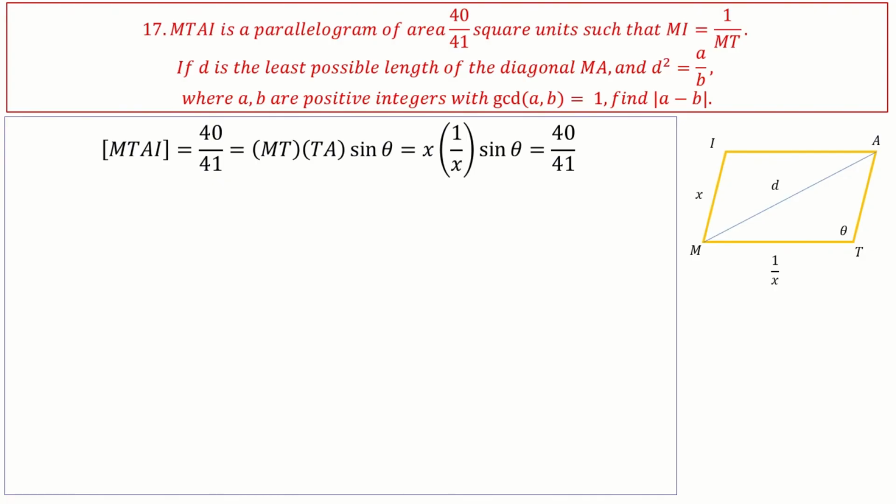MTI area is given as 40 by 41, which is nothing but MT into TA sine theta, correct?